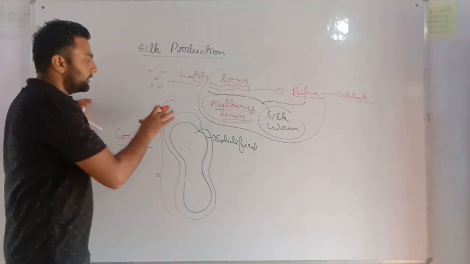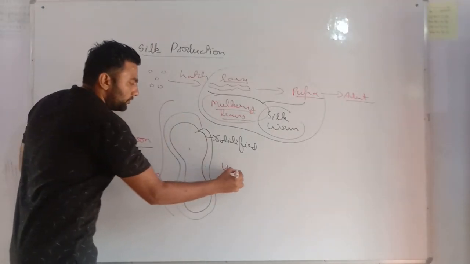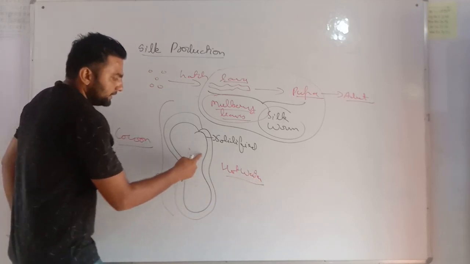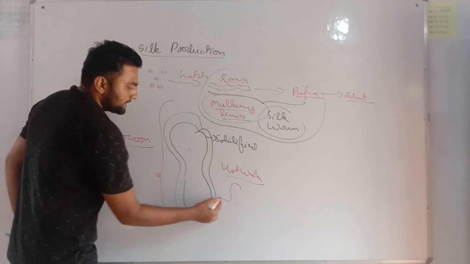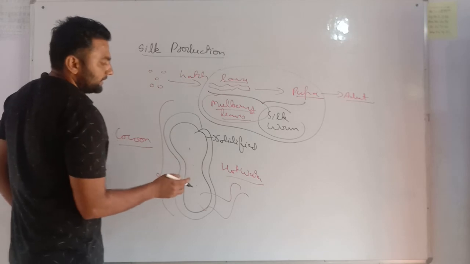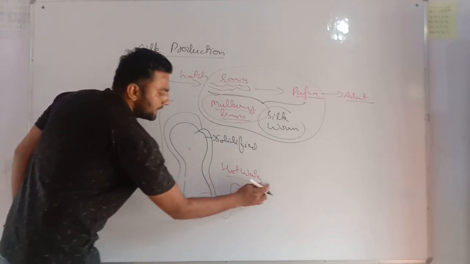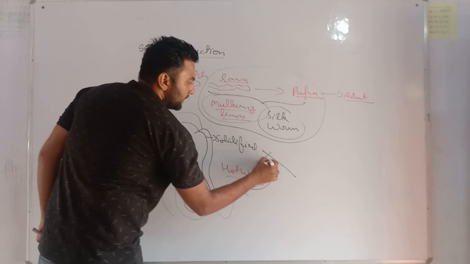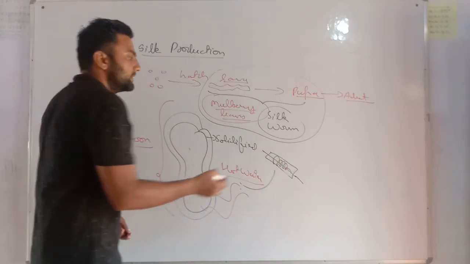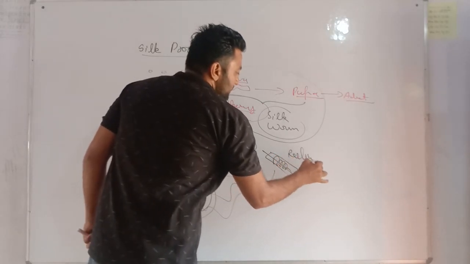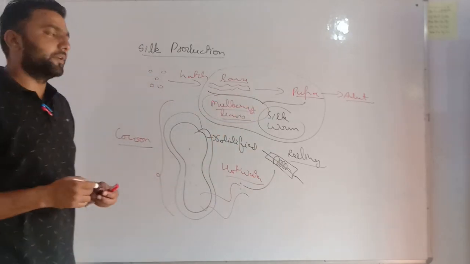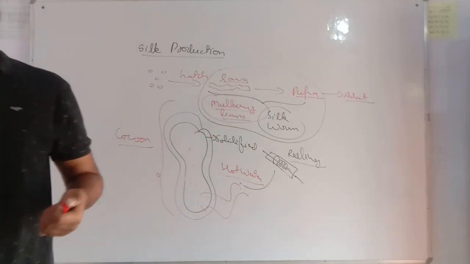So the cocoons are put into hot water. When it is put into hot water, this liquid now separates out like fibers. Very important. Now what is done is that any one end of this fiber is taken, and this fiber is reeled. This process is known as reeling, and this complete fiber is got here in the reel. So this was the silk production process.